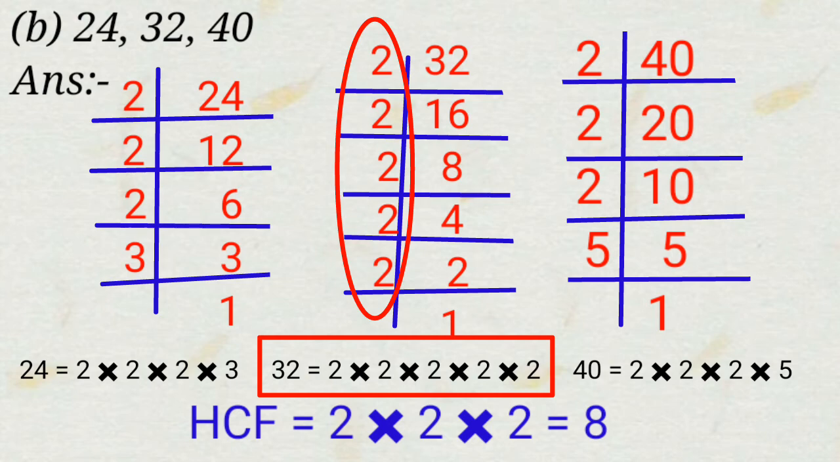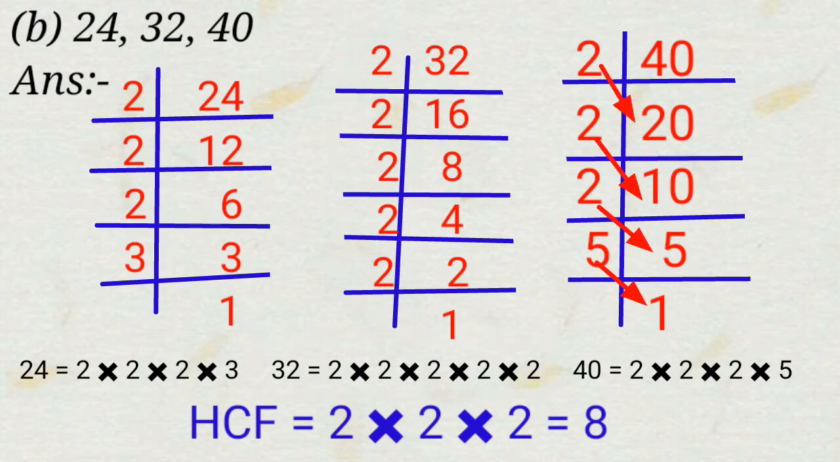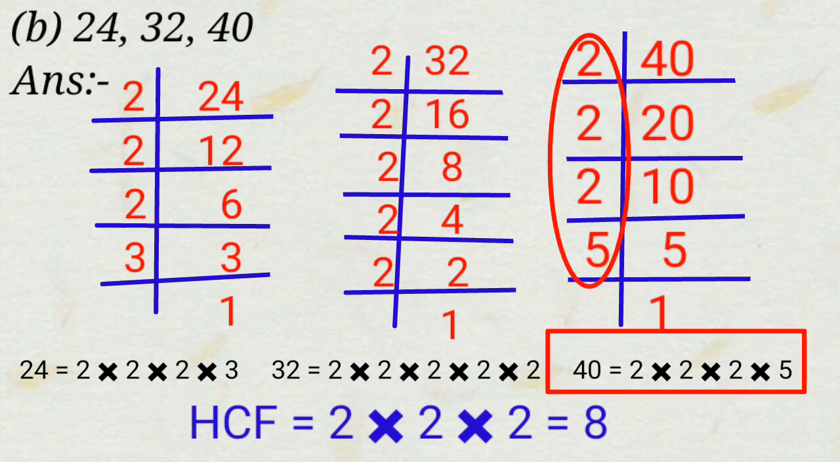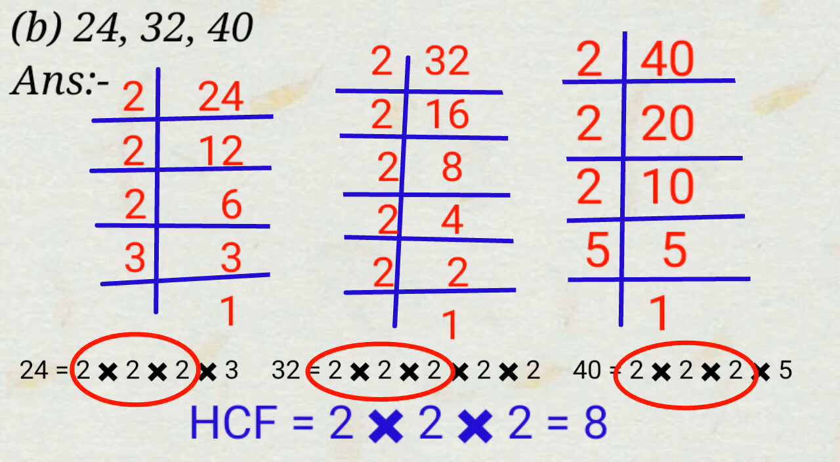Right? Now factors of 40. 2 into 20 is 40. 2 into 10 is 20. 2 into 5 is 10. 5 into 1 is 5. So we get 1 at the bottom. So factors of 40 is equal to 2 into 2 into 2 into 5. So from here common factors are 2, 2 and 2. So HCF is equal to 2 into 2 into 2 is equal to 8.